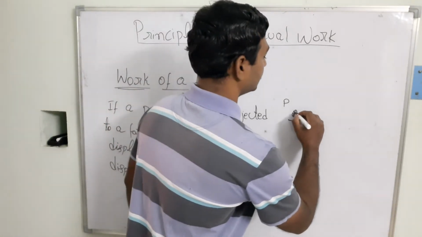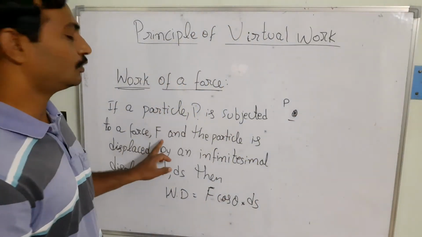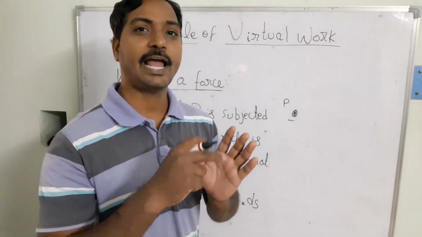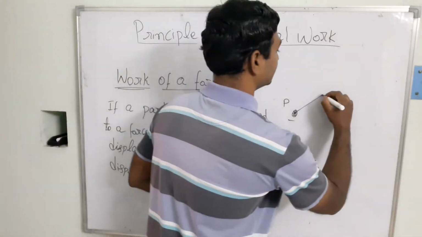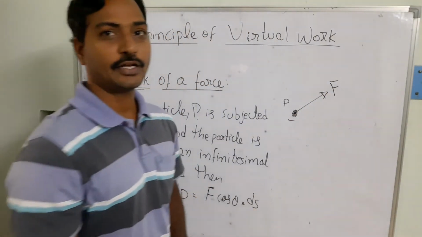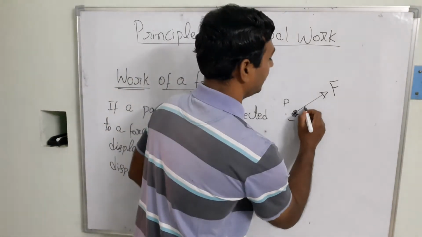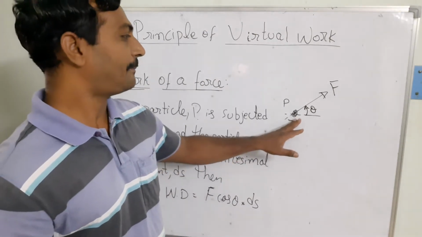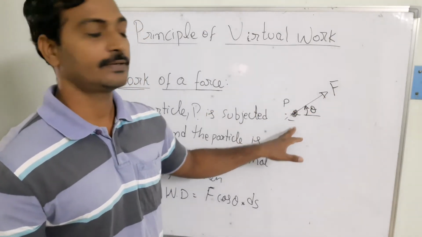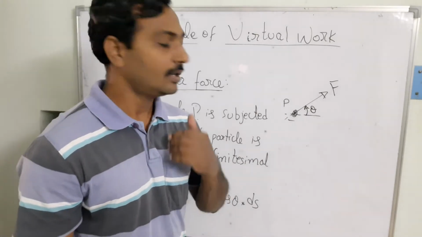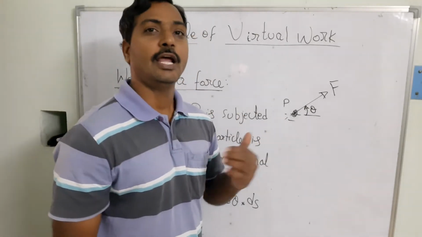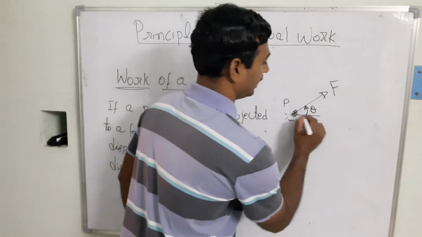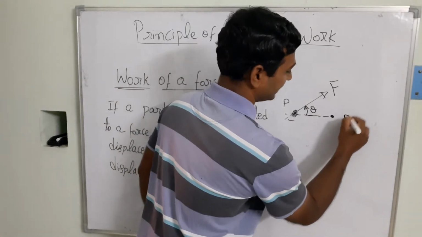In this case, the particle is subjected to a force. I am taking the force not in the horizontal direction, not in the vertical direction, but in an inclined position. F is the magnitude, and with the horizontal it makes an angle theta. This is the line of action. So the force F acts, and after a certain duration of time the particle changes its position from point P to P dash.